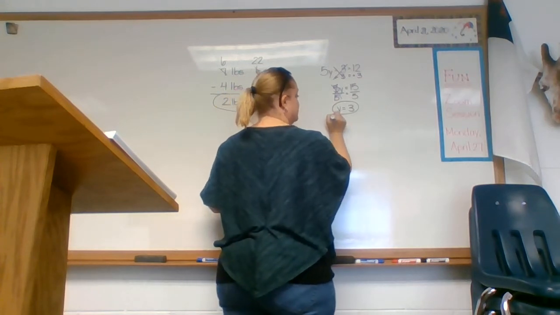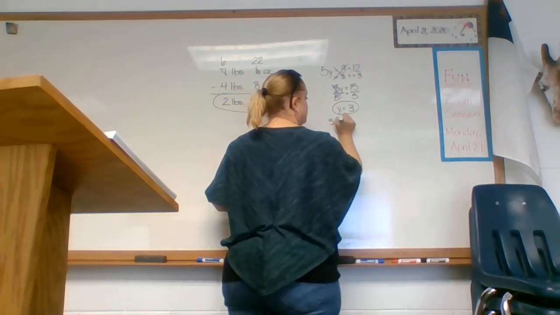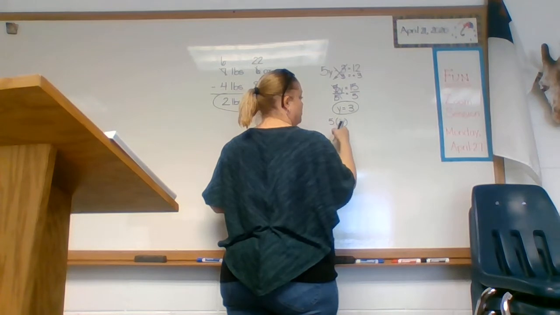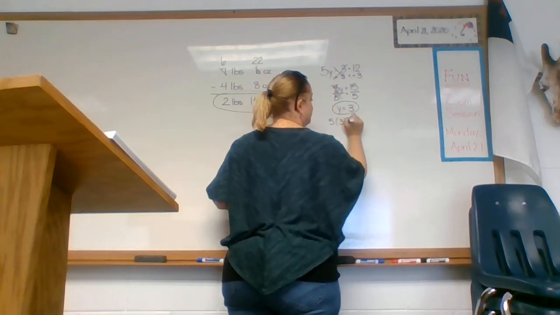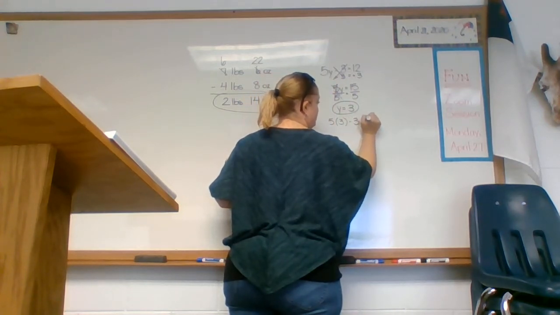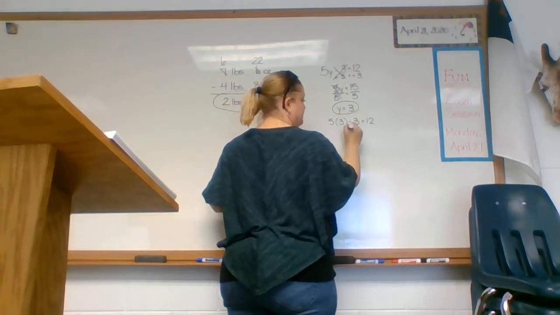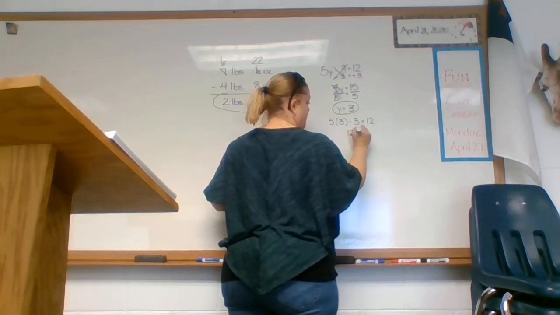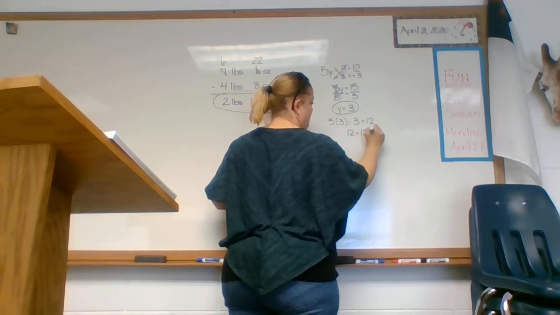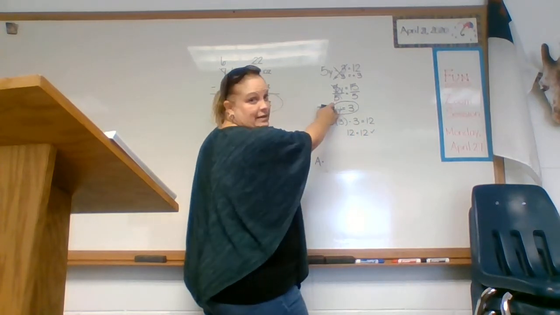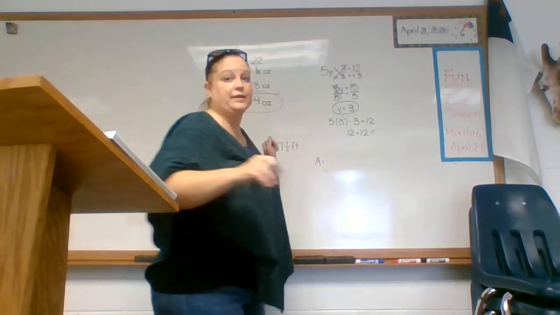Again, we want to check ourselves. Instead of y, 5 times 3, minus 3 equals 12. 5 times 3 is 15. 15 minus 3 is 12. And it does equal 12. So we know we found the correct solution. But this is what you're going to write as your answer.